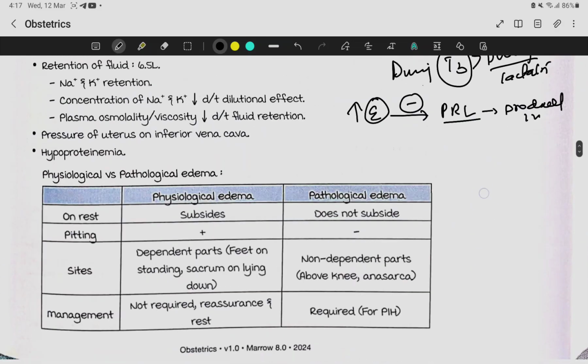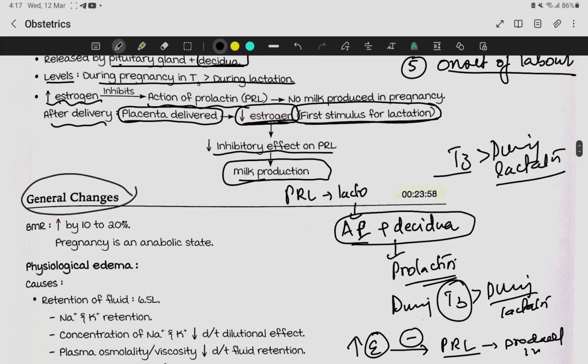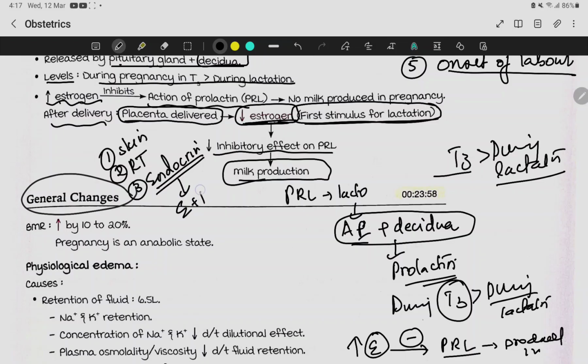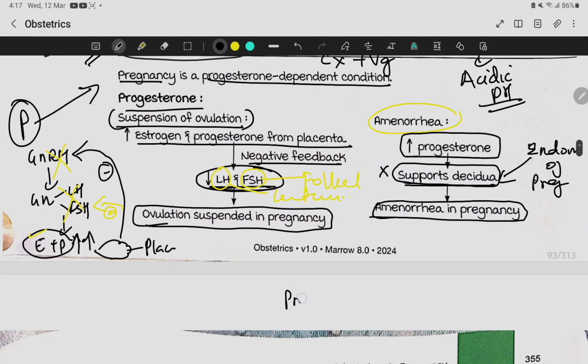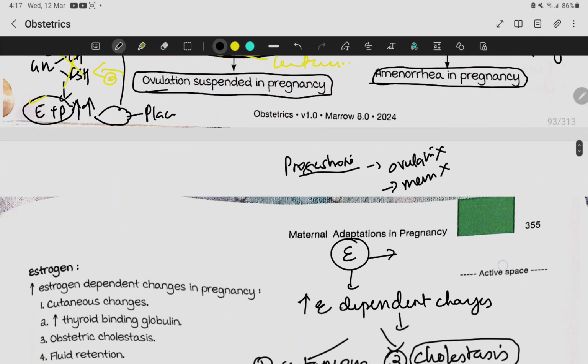Okay. So what did we study? We studied first about the skin changes, then the reproductive tract changes, then the endocrine changes. Under endocrine changes, we studied the estrogen, the progesterone, and the prolactin, right? First we studied the progesterone. Under progesterone, what did we study? The main thing about progesterone is that ovulation gets suspended. There is no ovulation, and menstruation is also not there.